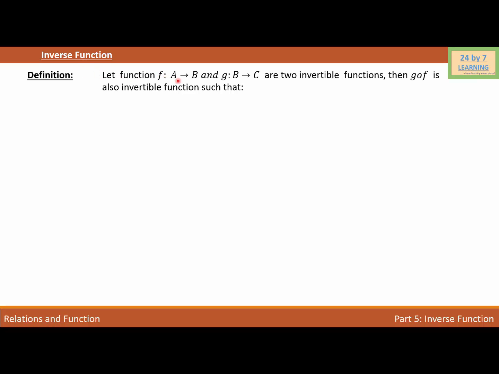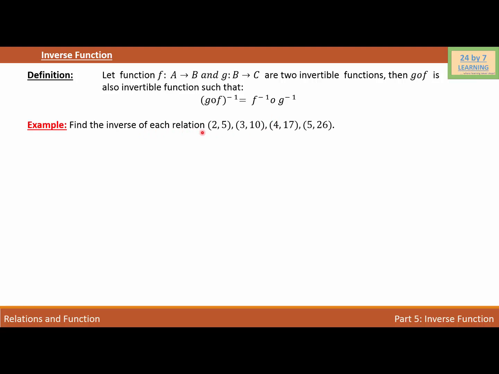Let function f such that A tends to B and g such that B tends to C are two invertible functions, then g of f is also an invertible function such that (g of f) inverse is equal to f inverse of g inverse. Let's consider an example of an inverse function.